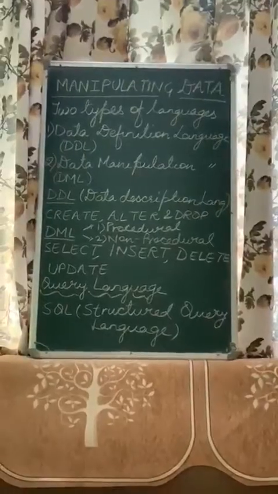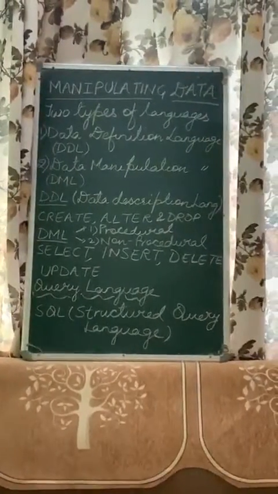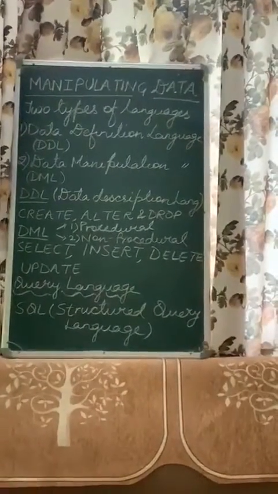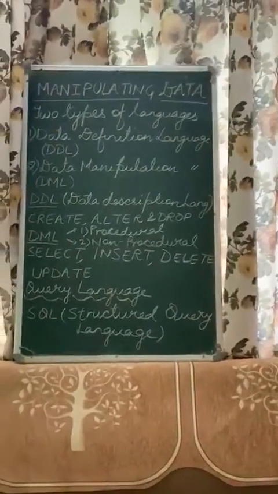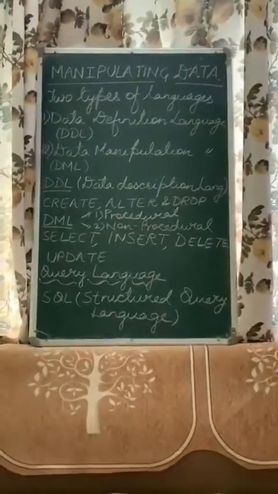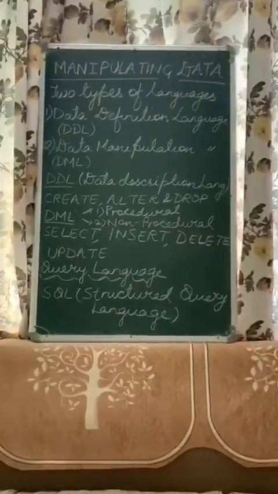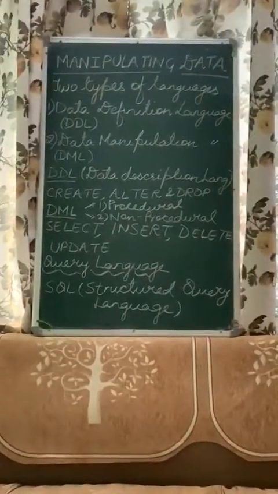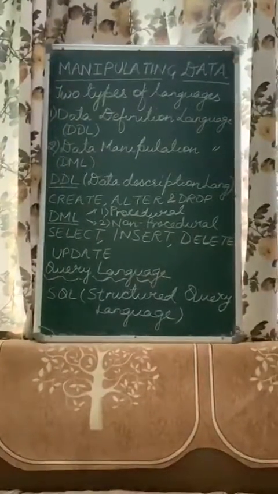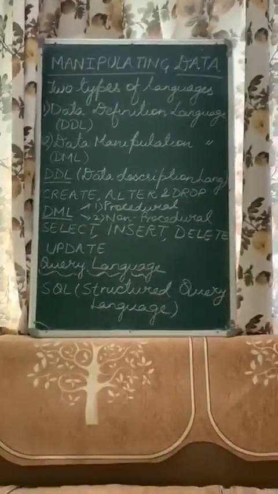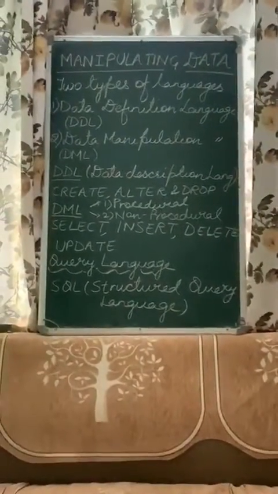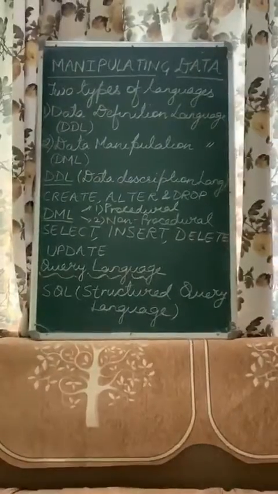In a database we can define the structure of the data and then manipulate the data using some commands. First of all, we need to enter the data in the database and then we need to make changes to that data. This is done with the help of certain commands. These commands are included in two types of languages: one is data definition language and the other is data manipulation language. In short forms, they are also known as DDL and DML.